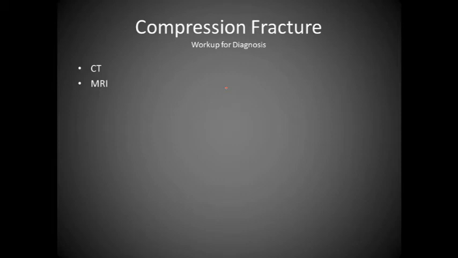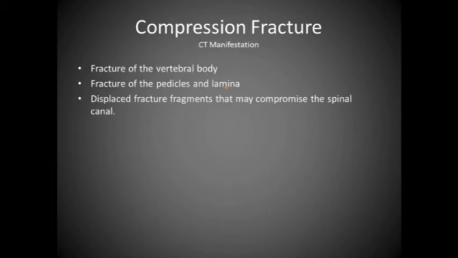Once again, conventional radiography can be utilized to initially see what's going on, but to better demonstrate compression fractures, you need scans from multiple angles, which CT and MRI will do. So what you're going to look for once again is fracture of the vertebral body, possible fracture of the pedicles and lamina, and displaced fracture fragments that may compromise the spinal canal.